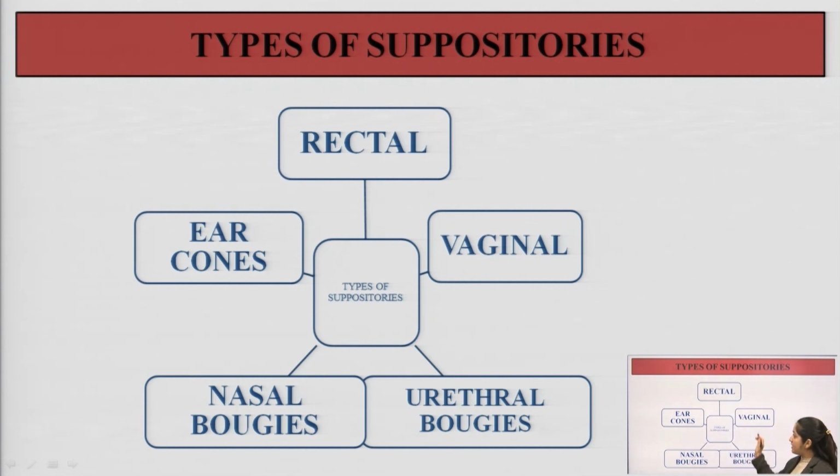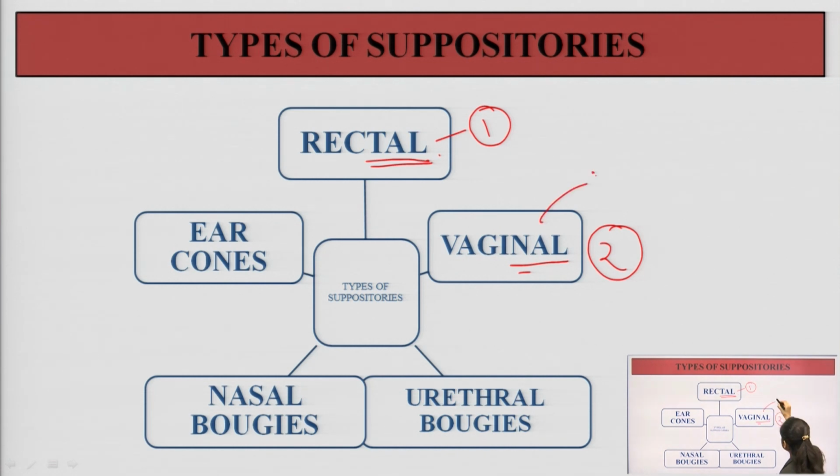As we can see, various types of suppositories are mentioned on the slide. Let us understand each of them in a bit more detail. The very first type is rectal suppositories, which are meant to be inserted into the rectal cavity of a human being. The second type is vaginal suppositories, made to be inserted into the vaginal cavity. As discussed in the previous slide, vaginal suppositories are also known as pessaries. This is a very important thing to note.